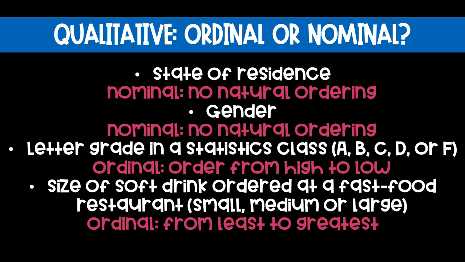The state of residence does not have a natural ordering, so it will be classified as nominal. Same thing with the gender of a person. It doesn't have a natural ordering, it would be nominal. Now, for the letter grade, yes, we normally arrange them from high to low, A, B, C, D. So this one would be considered ordinal. And the size of soft drink, yes, it's also ordinal because we usually arrange it from least to greatest. That's the difference. That's what we mean by natural ordering. Like in your mind, you normally start in a particular pattern, whether it's by size, by altitude, by, I don't know, by whatever you decide to classify it, order it.